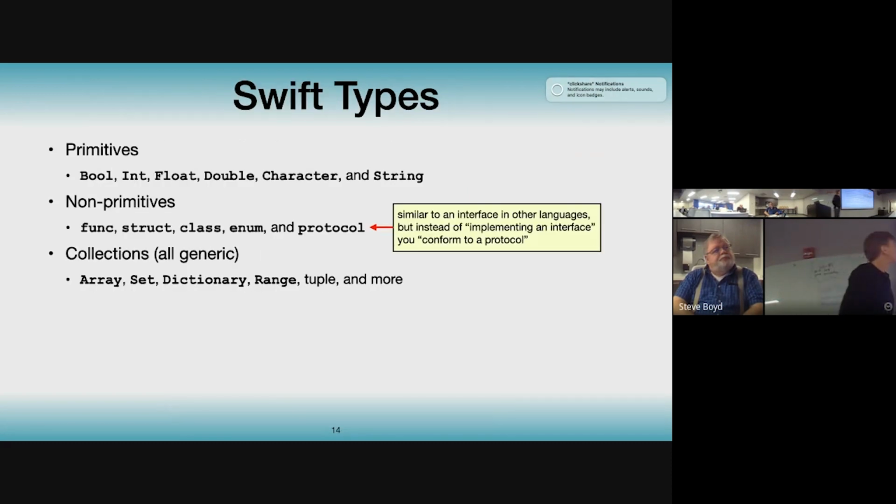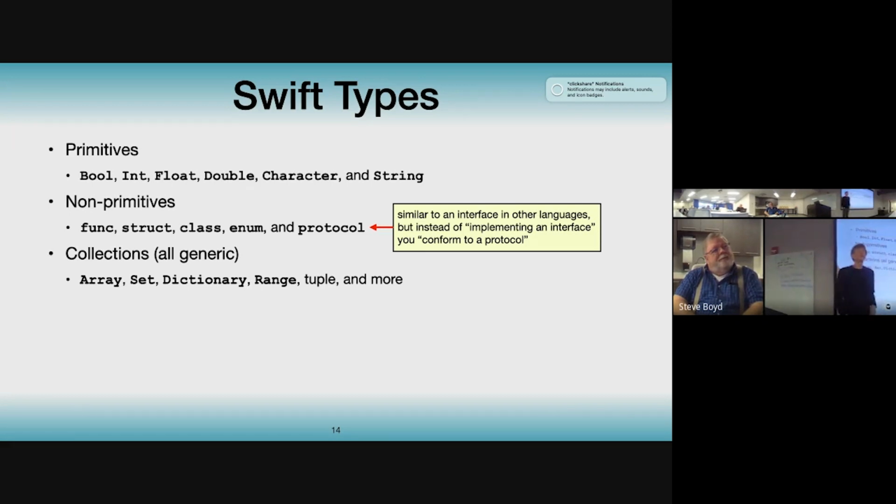All right, so let's get through some of the basics here. There are some primitive types that are supported by Swift, all the things you might expect. Then there are some non-primitives like functions, structs, and classes. We're going to talk about the difference between those in just a bit. Enumerated types, and then protocols.